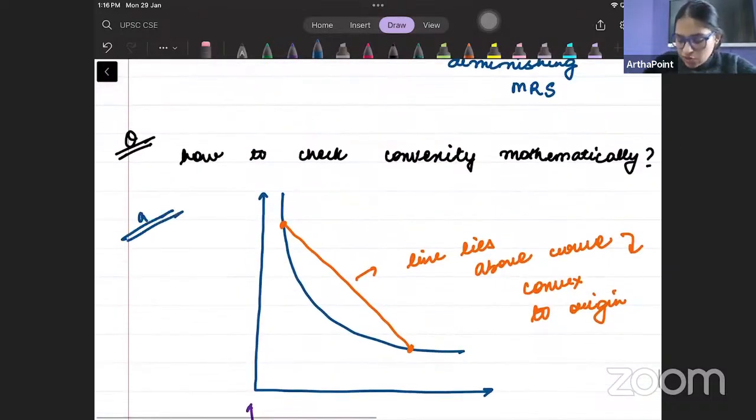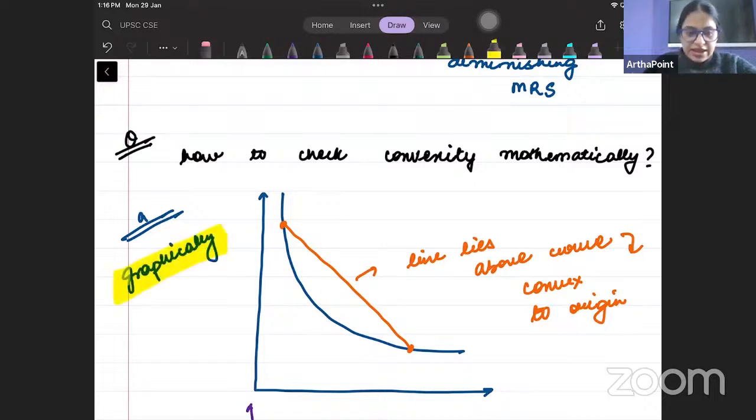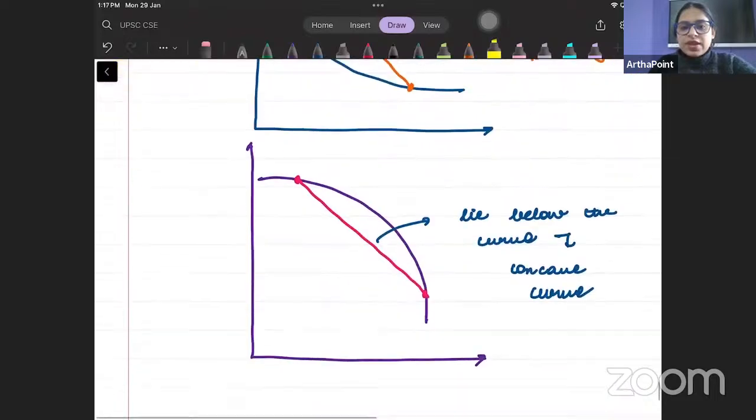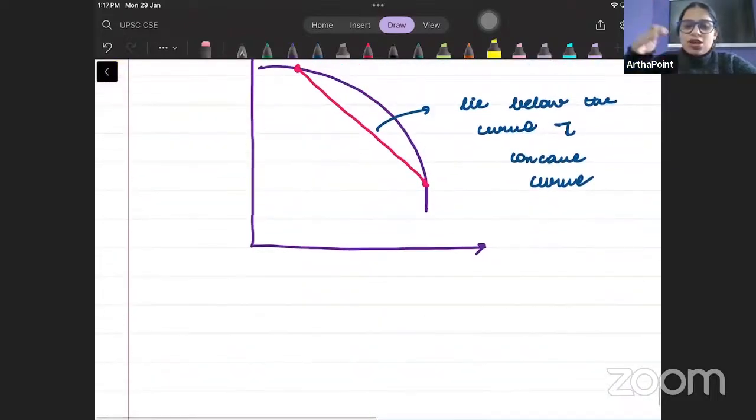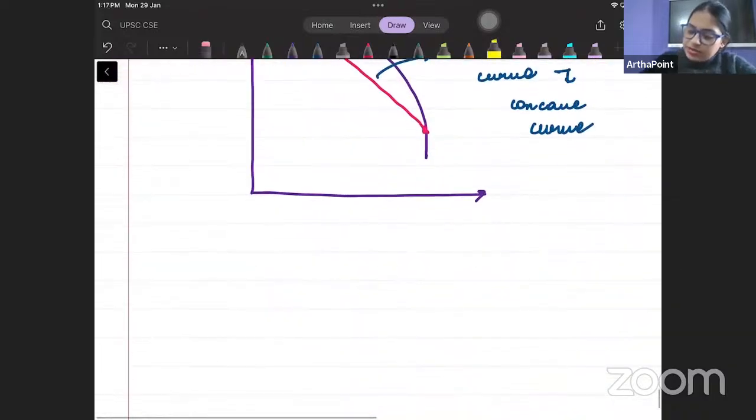Actually, not mathematically also. This is graphically. So graphically, we can say that if you take any 2 points on the curve, you draw a line segment. The line segment is lying above the curve. वो line segment curve के ऊपर lie करता है. Then it is a convex curve. If the line segment is lying below the curve, it is a concave curve. Right, beta? Acha. Then part B of it, beta.